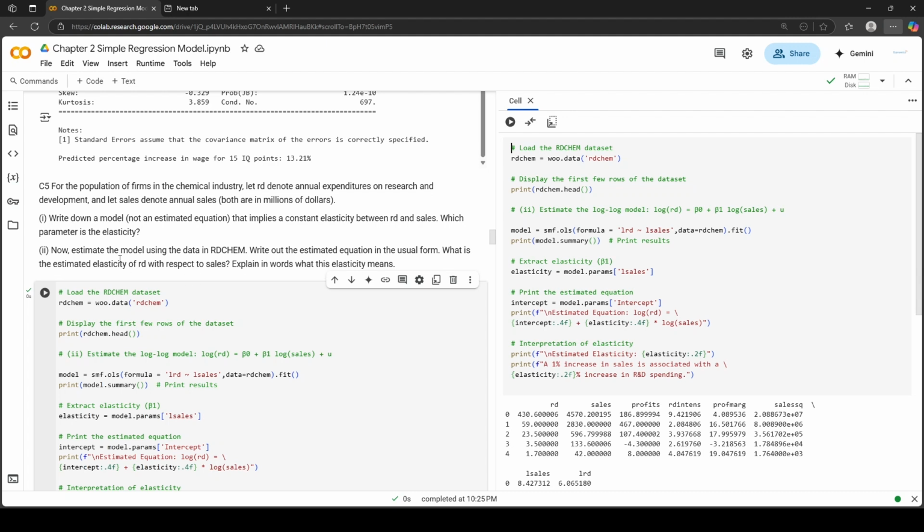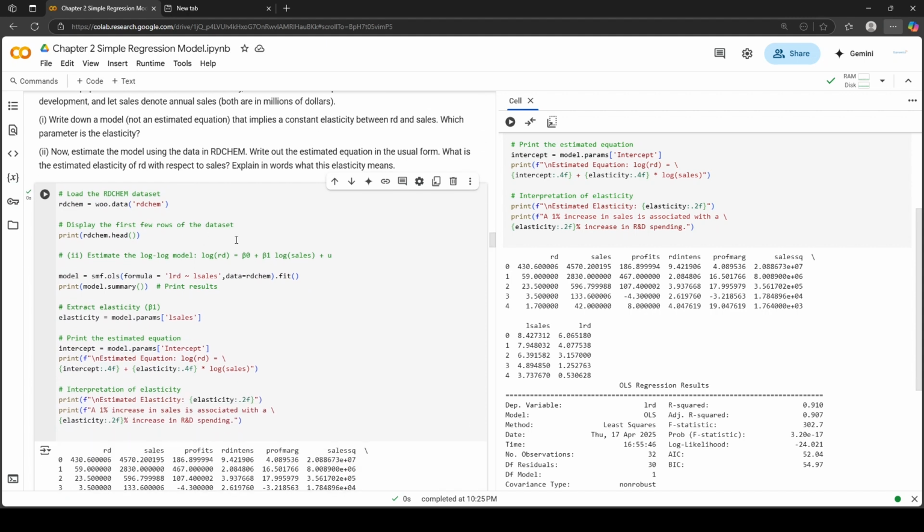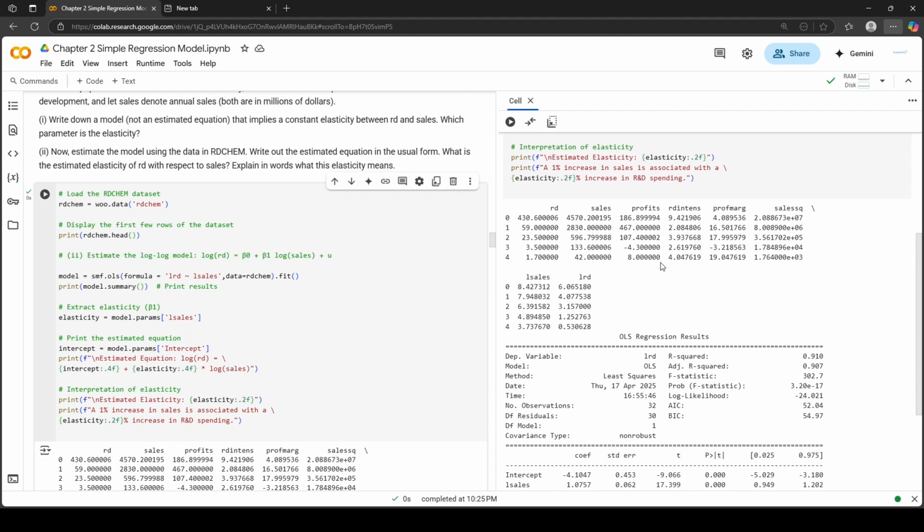And in the second part, it is asking to estimate the model using the data in RDChem and what is the estimated elasticity of RD with respect to sales. So let's begin. First, load the dataset: rdchem equals woo.data rdchem, and then display the first few rows of the dataset by using the command print rdchem.head, and these are the column names in the dataset.